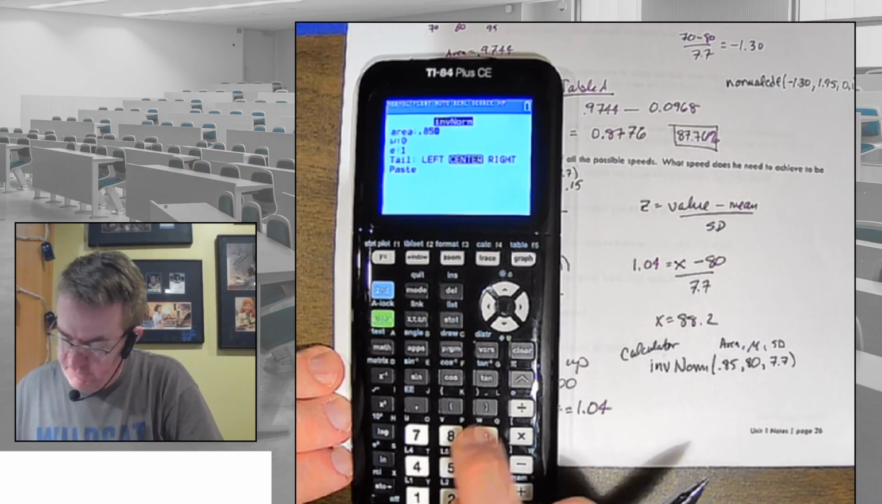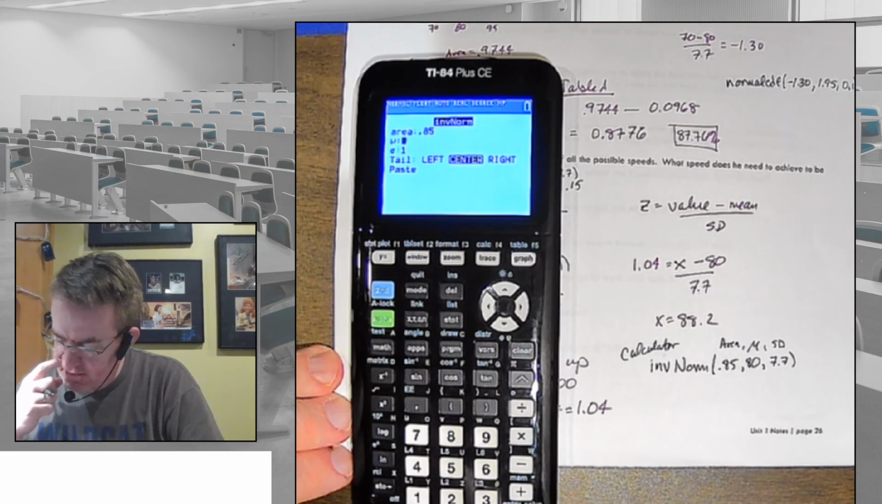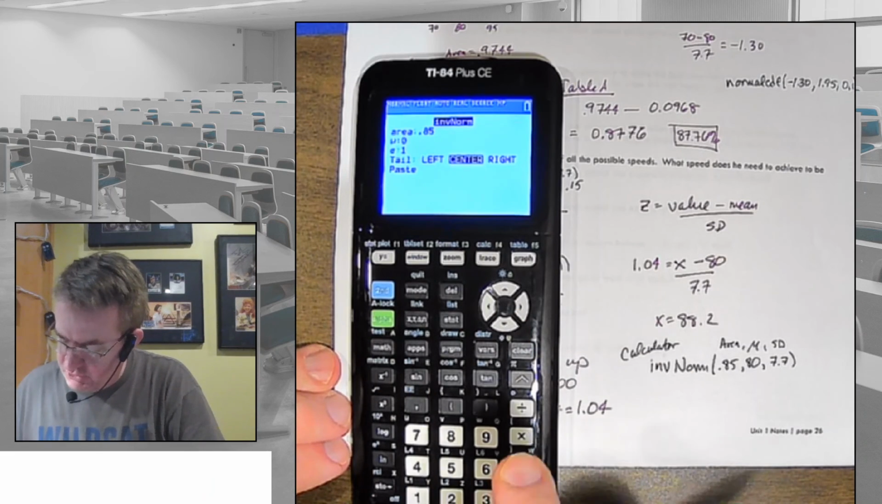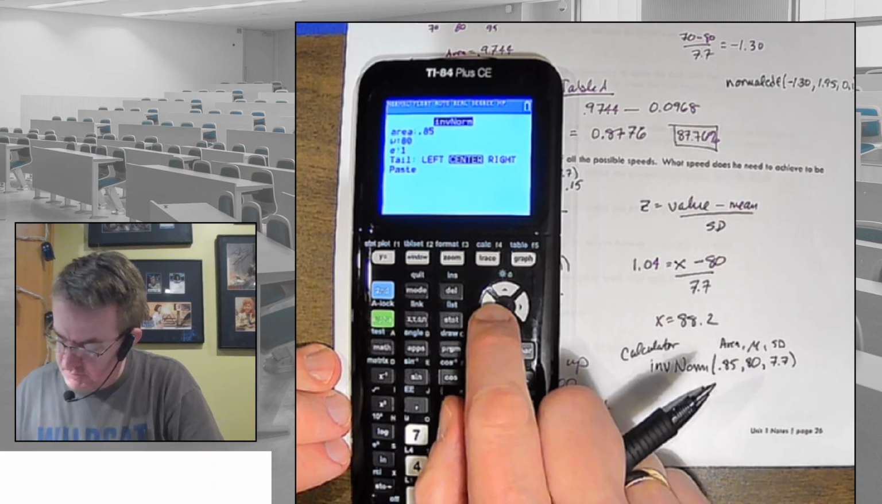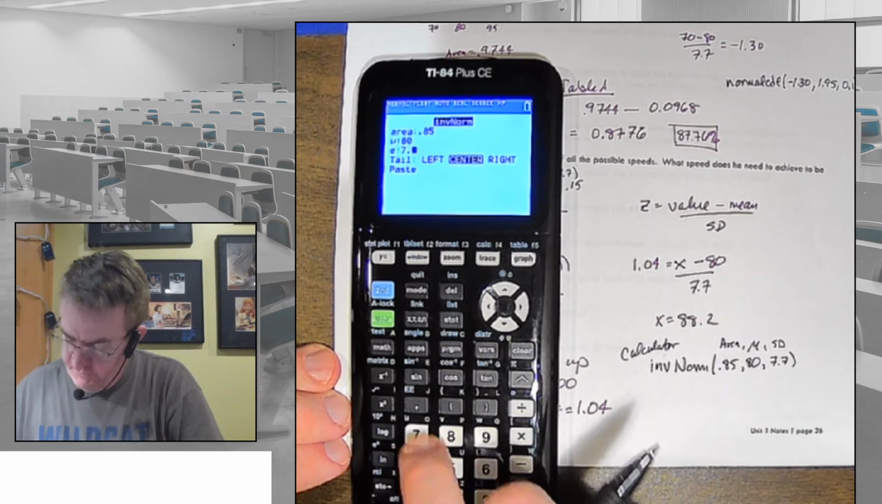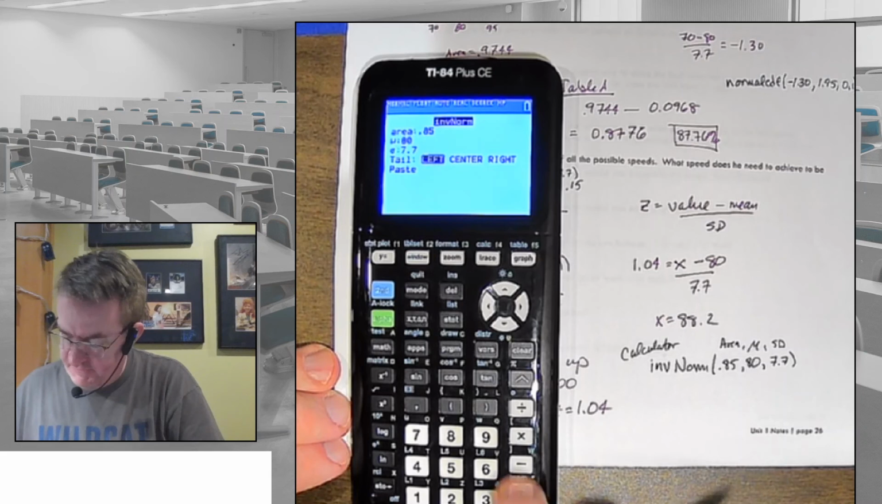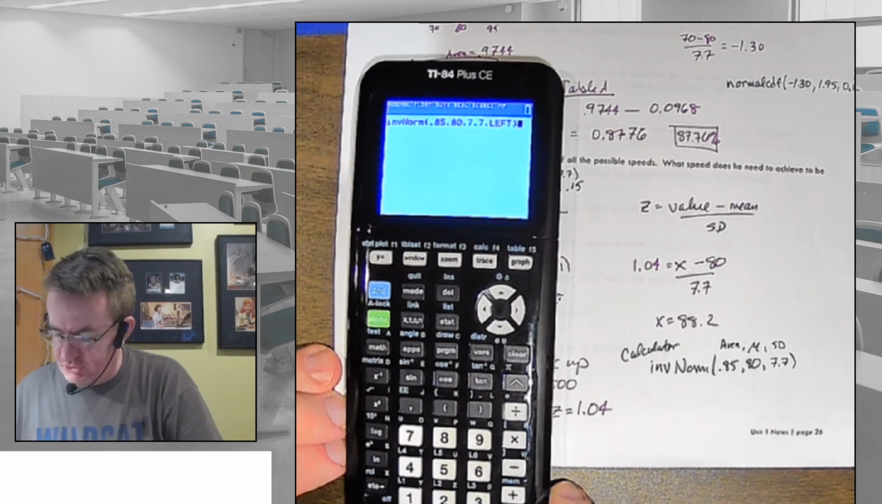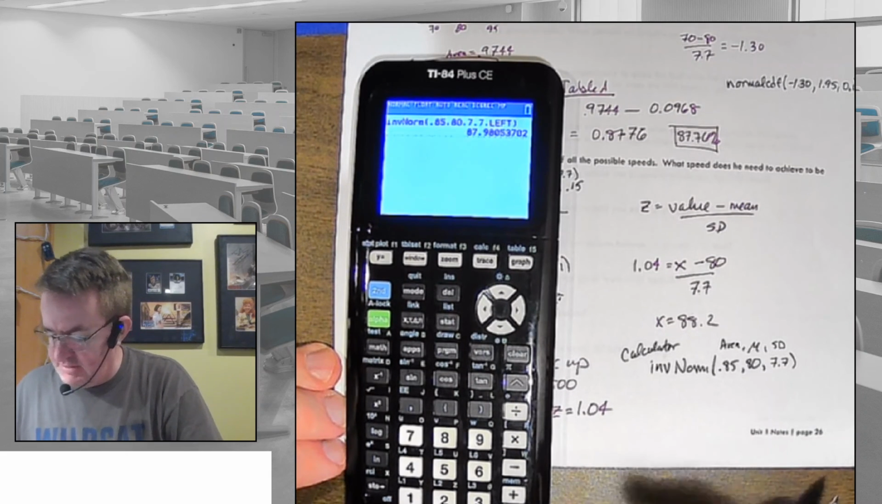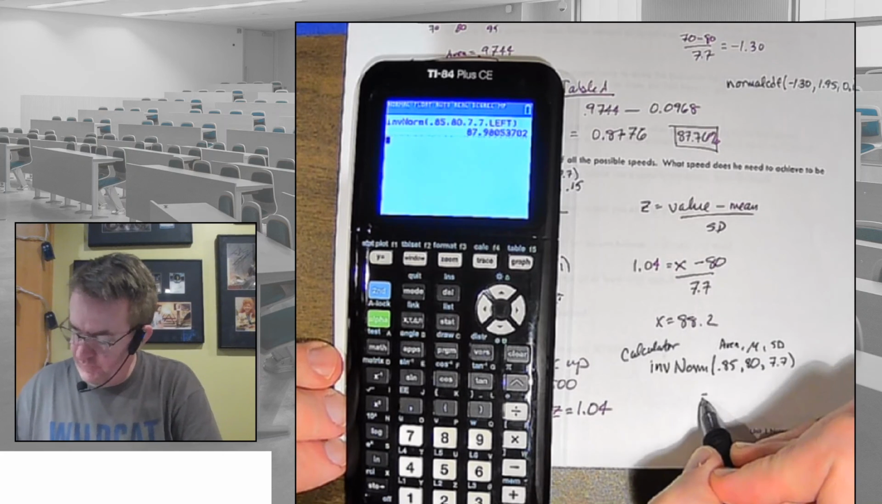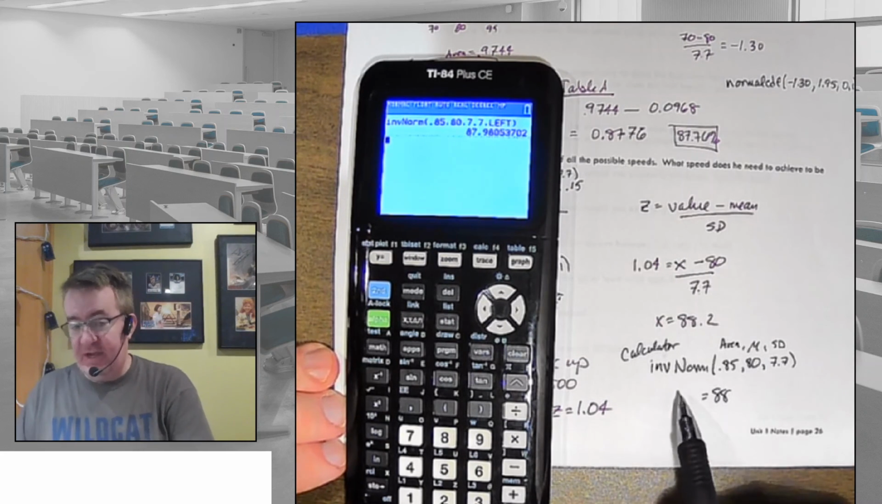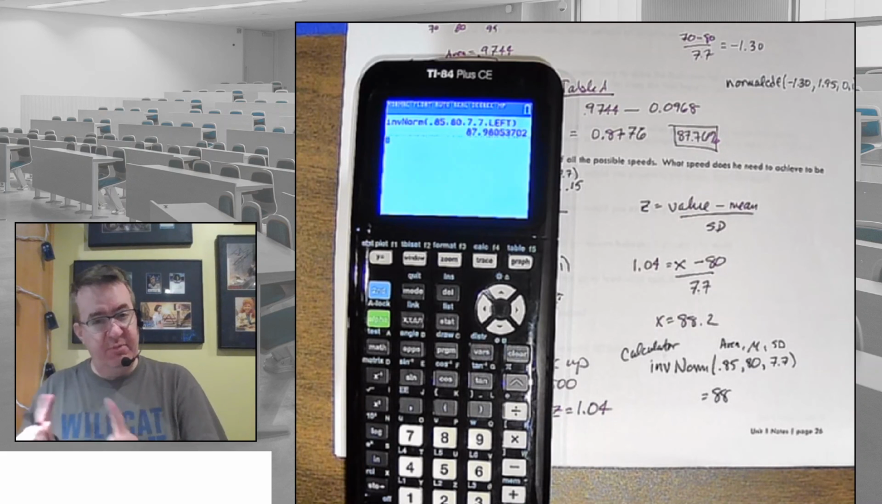Area, 0.85. Ooh, I forgot. On the updated Pluses, you can actually say to the left, so I'll show you how to do that. So my apologies. So the tail is going to the left. So if I hit paste, depending on which version you have, you'll get that. So you get 87.98, so 88. Now, why is it not the same? Remember, we had to pick the number that was closer to the 85.